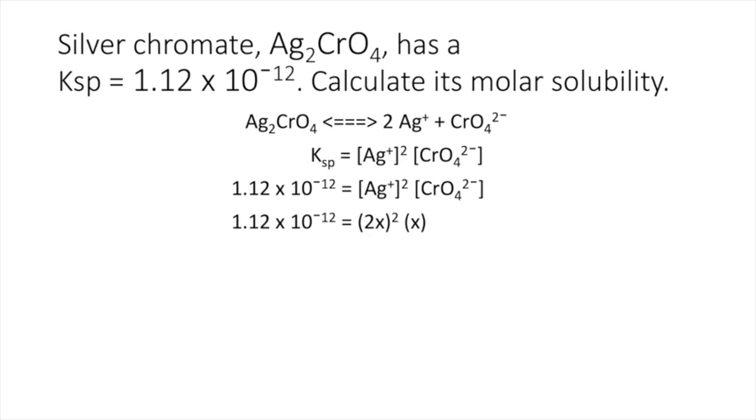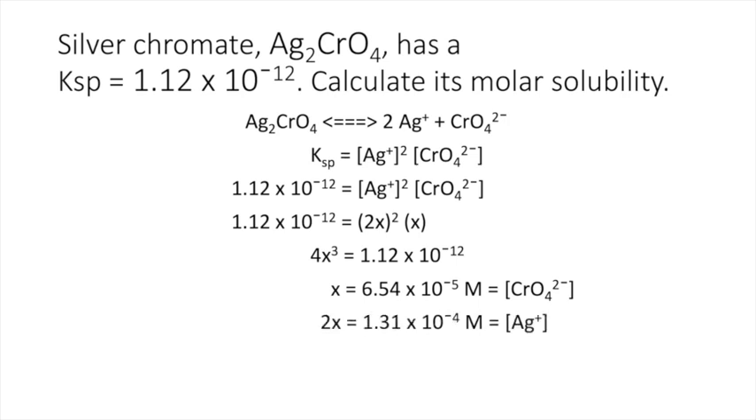Note that the whole 2X expression will be squared, not just X. So combining like terms, we get 4X cubed equals Ksp. And solving for X, we get the value 6.54 times 10 raised to negative 5, which is the molar solubility of chromate.